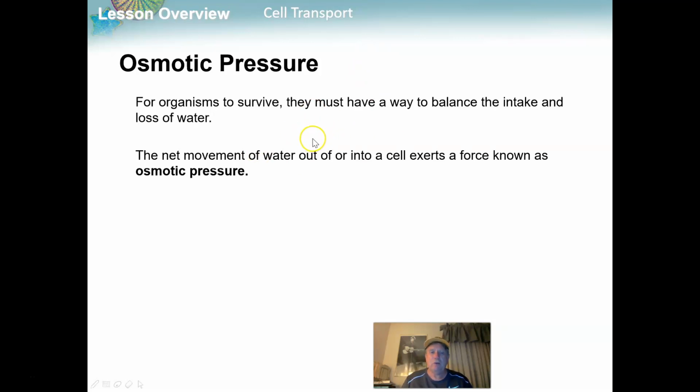The net movement of water in and out of the cell exerts a force known as osmotic pressure. At this point in time, friends, I'm going to stop, and then we're going to do a separate video on osmotic pressure because that is so important. Okay, so you understand about diffusion, facilitated diffusion, and osmosis. The next video will be about osmotic pressure.